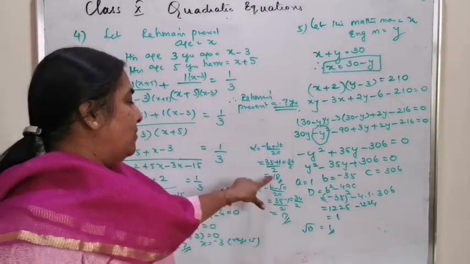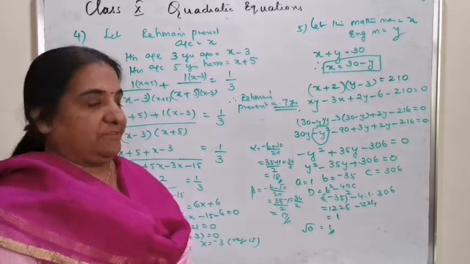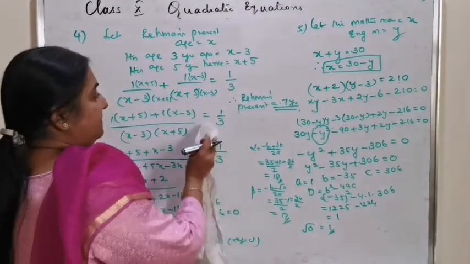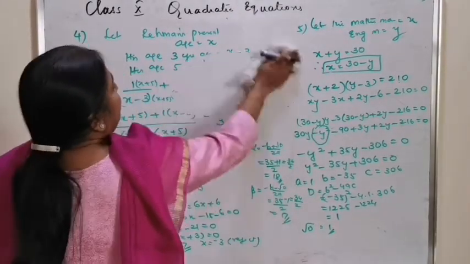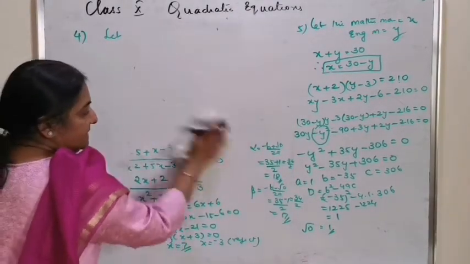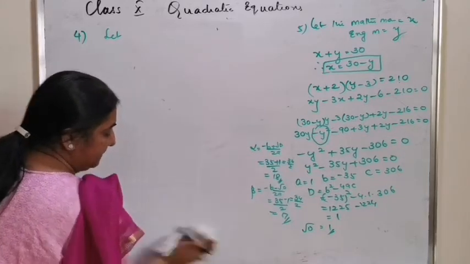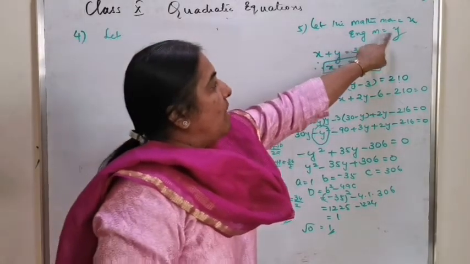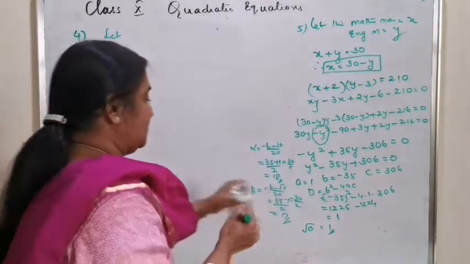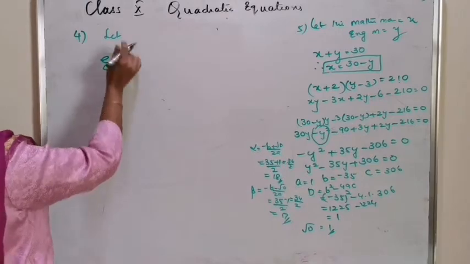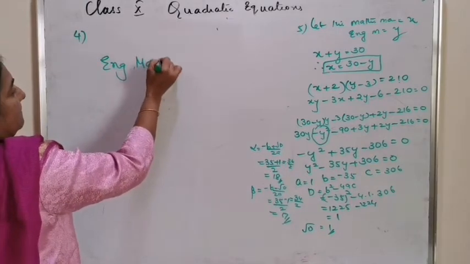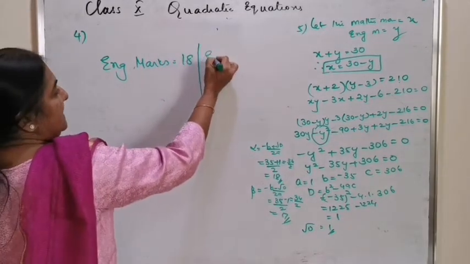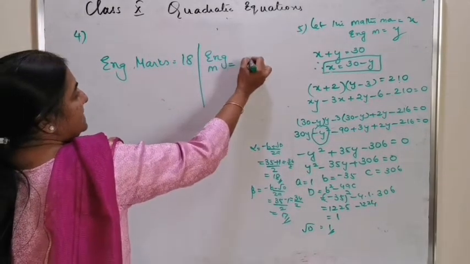So here both the numbers are positive. So we have to take a combination. We have taken the marks of y as English marks. So we have got the English marks as, in the first case 18 and the second value is 17.